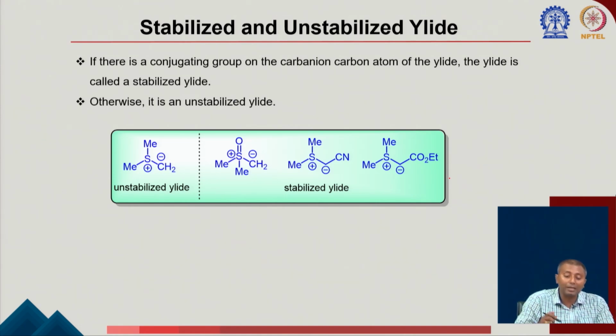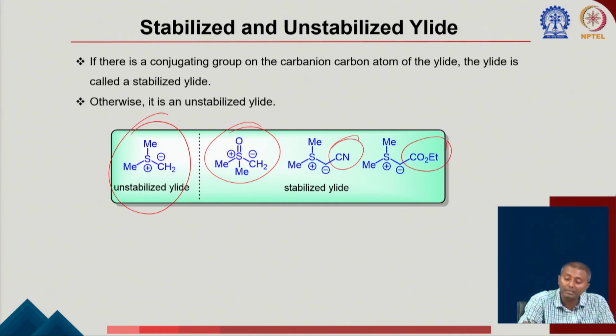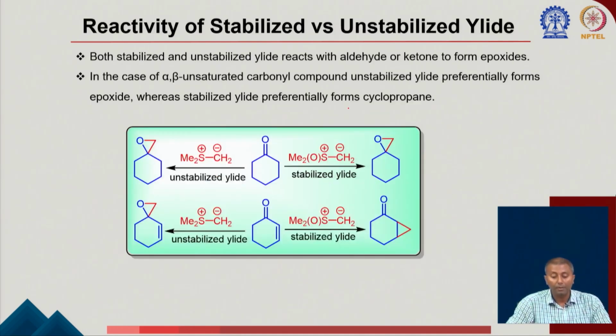So these are called unstabilized because there is no stabilizing group, but once you have an SO, I am going to bring back to the SO2 based carbanion. I'm going to come back to that. Or if you have some sort of a stabilizing group like cyano or ester, these are called stabilized ylides. So there is a difference between the stabilized and the unstabilized ylide.